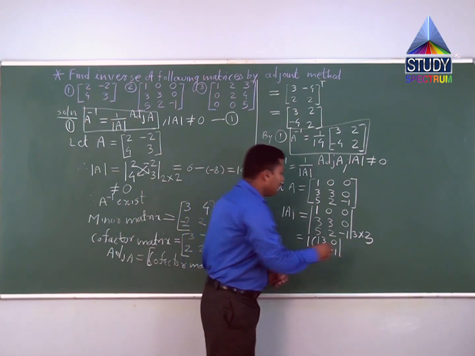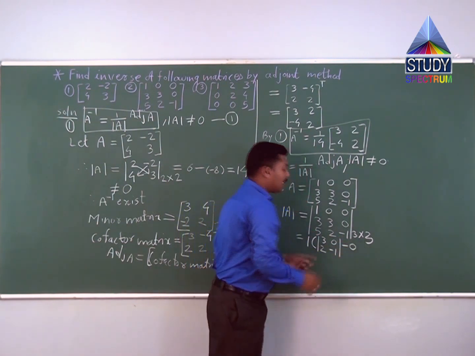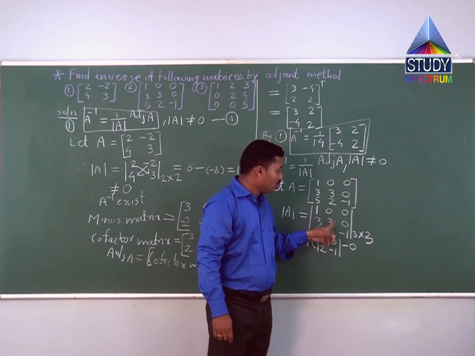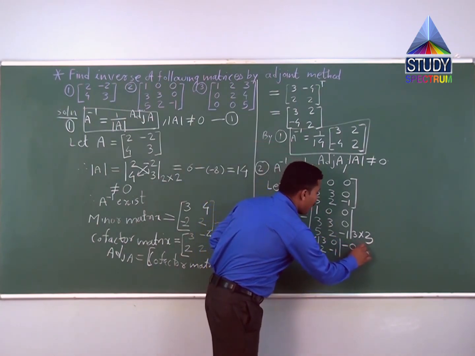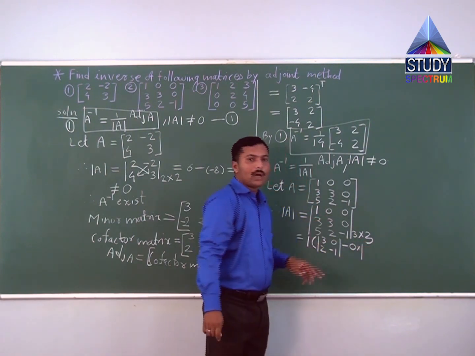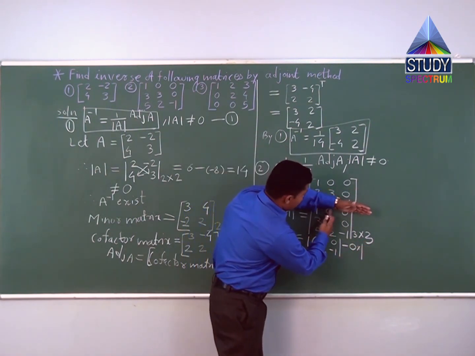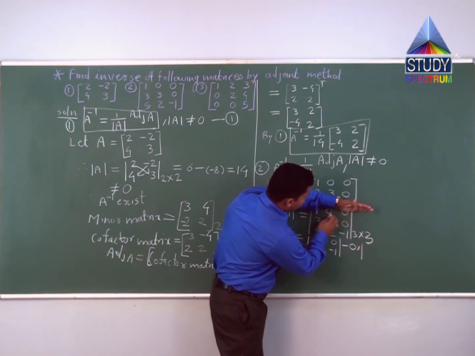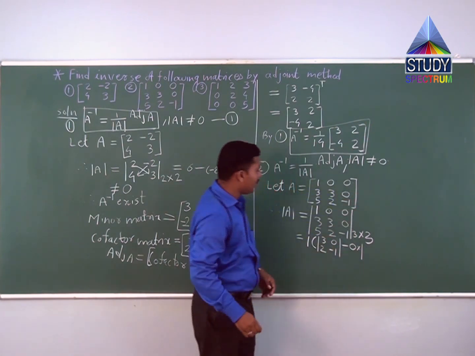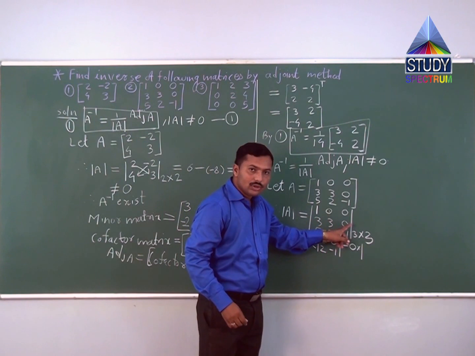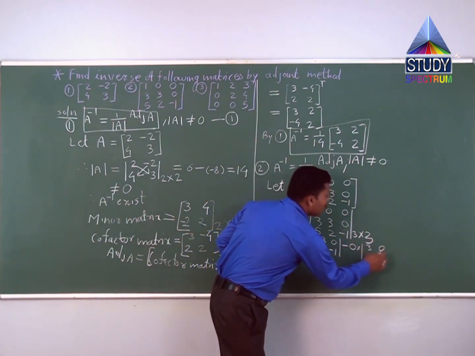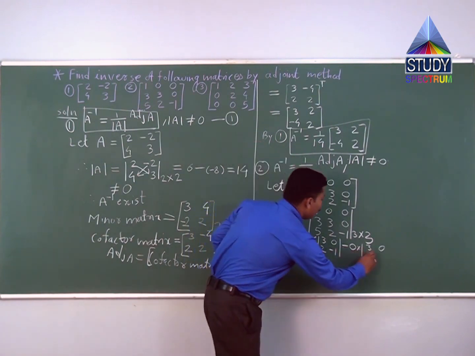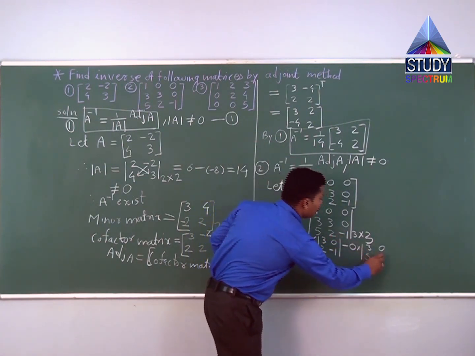Again minus, the second number of first row, so 0. So minus 0 into minor of this 0. Minor of this 0 means the row and column passing through this number 0. So what remaining? 3 0 5 minus 1.